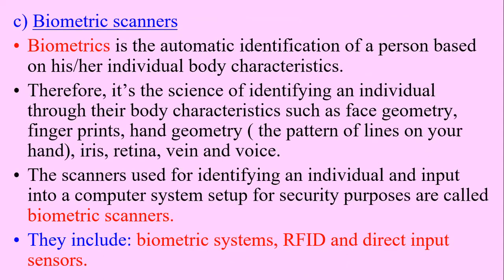Biometric scanners. What are biometrics? Biometrics is the automatic identification of a person based on his or her individual body characteristics. Therefore, it is the science of identifying an individual through their body characteristics, such as face geometry, fingerprints, hand geometry, that's the pattern of lines on your hand, iris, retina, vein, and voice. The scanners used for identifying an individual and inputting into a computer system set up for security purposes are called biometric scanners. They include biometric systems, RFID, and direct entry input sensors.